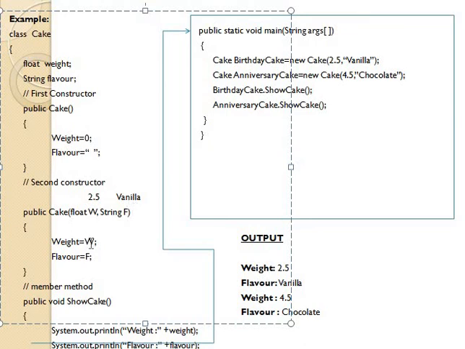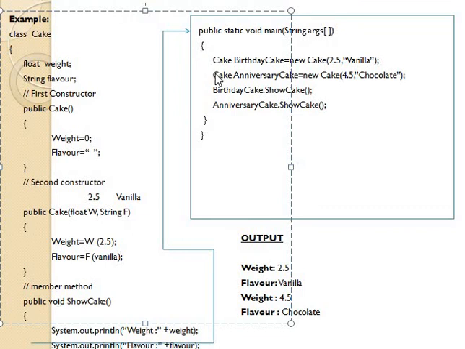So if the value of w gets assigned to weight, that means the value 2.5 is going to be assigned to weight. And if the value of f is going to be assigned to the variable flavor, that means vanilla is going to be assigned to the variable flavor. So just for you to understand, I just write 2.5 here and vanilla here.